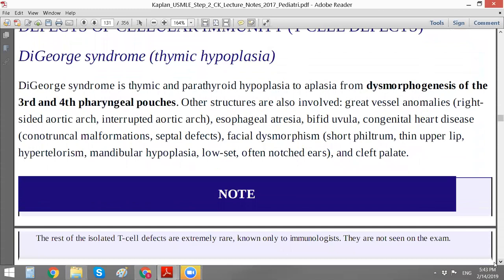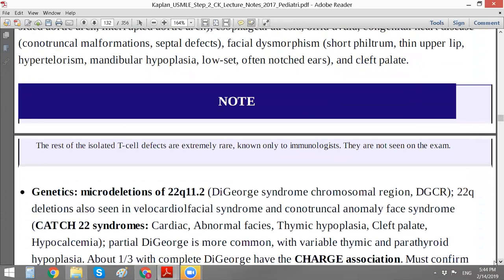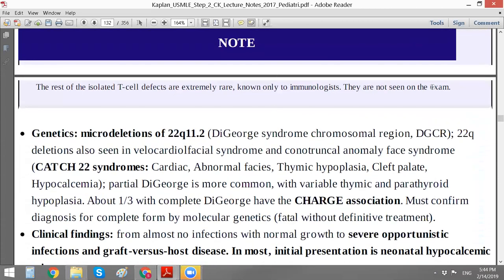Now we have DiGeorge syndrome. It is thymic and parathyroid hypoplasia, or aplasia, from dysmorphogenesis of the third and fourth pharyngeal pouches. Other structures involved are great vessel anomalies: right-sided aortic arch, interrupted aortic arch, congenital heart disease. I think this is CATCH 22. Facial dysmorphism: short philtrum, thin upper lip, hypertelorism, mandibular hypoplasia, low set nostrils, and cleft palate. The rest of the associated T cell findings are known mostly to immunologists and not seen on exam.